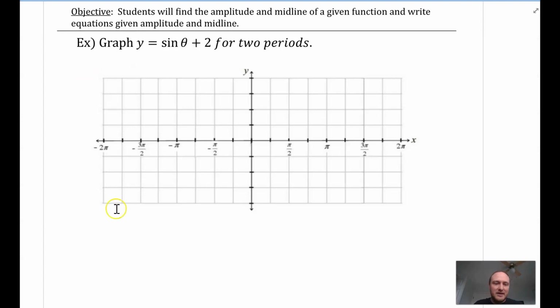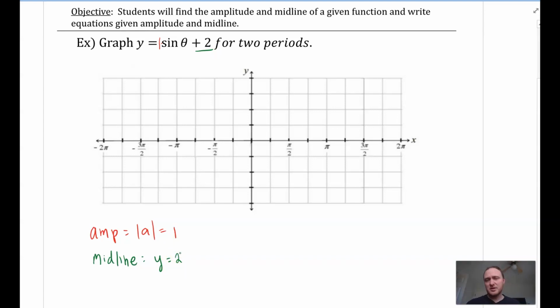And it says, all right, so for this problem, they want us to graph y equals sine of theta plus 2 for 2 periods. So again, the step process that I recommend is first identify your amplitude, and your amplitude is going to be equal to the absolute value of A, which in this case is just 1, right? I have a multiplier of 1 out front, and then I'm going to go ahead and identify the midline, and the midline is your K value. So y equals, and this value, our K value is 2. So y equals 2. There's our midline.